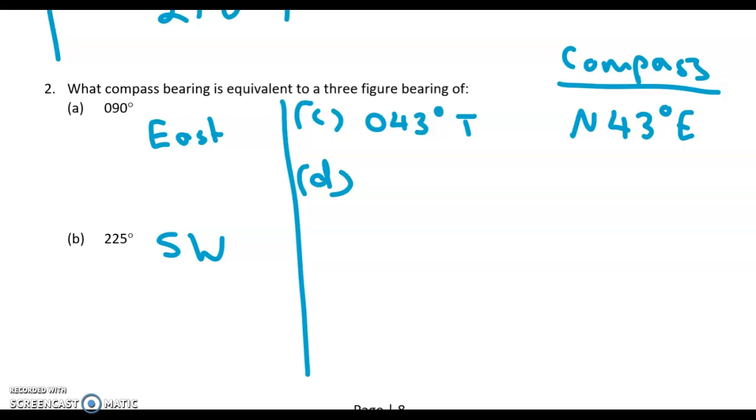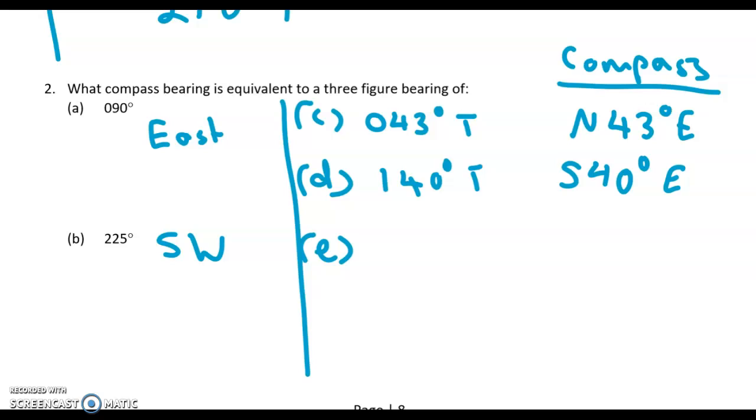Here's another, 140 degrees. Well, that's in the second quadrant in terms of the turn away from north. So that's going to be a turn of 40 degrees from south. So this would be south 40 degrees east.